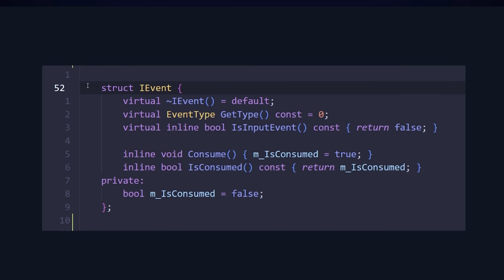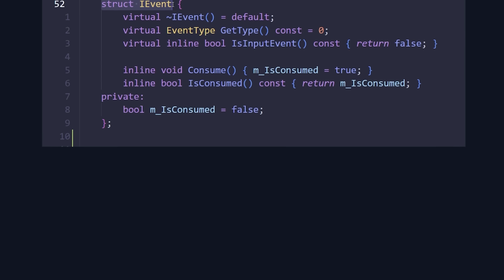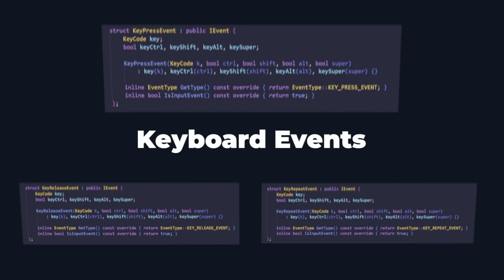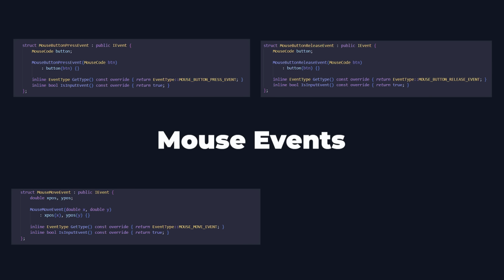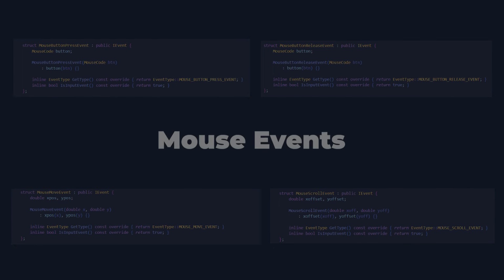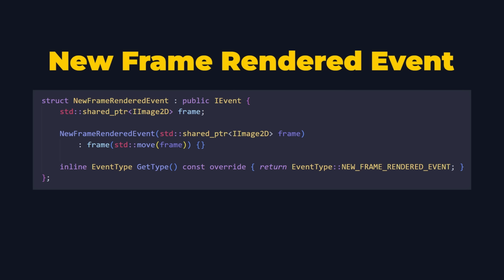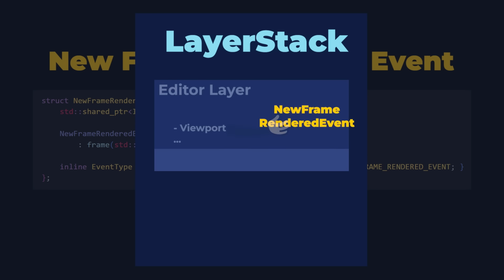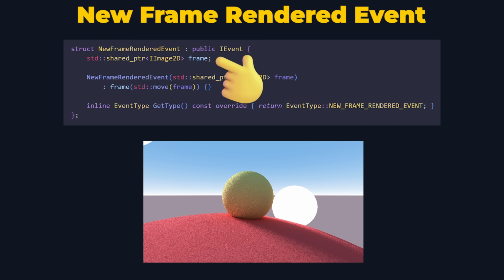And for the curious minds, the IEvent class comes with consume and isConsumed functions, and then every event in the engine stems from it. For instance, we have input events. These are actually sent by the window class and include keyboard events. We have mouse button presses and releases, moving the mouse, even scrolling the scroll wheel, all trigger events. On top of that, we have a window resize event, but the one we are actually after is the new frame rendered event. This event is only sent by the render layer, and our viewport panel receives it. It carries the texture the renderer generated, and that's what we then work with.